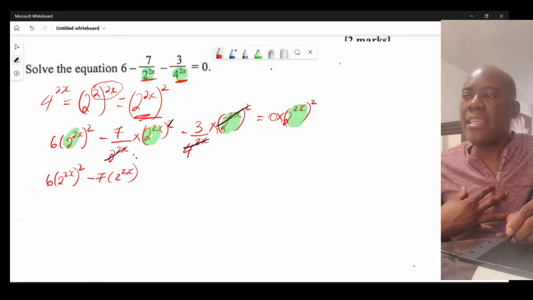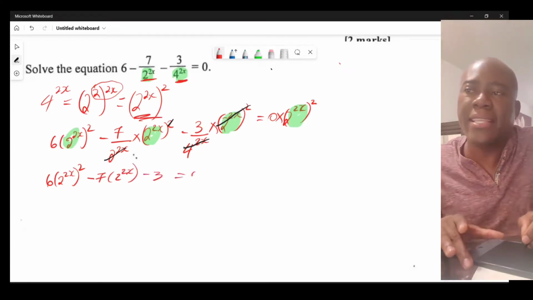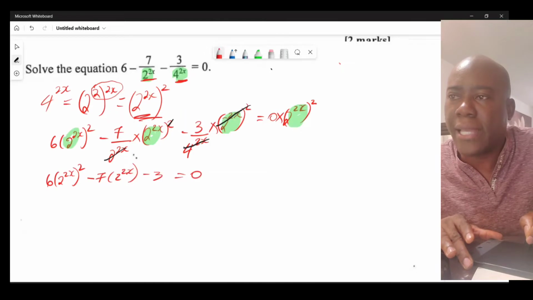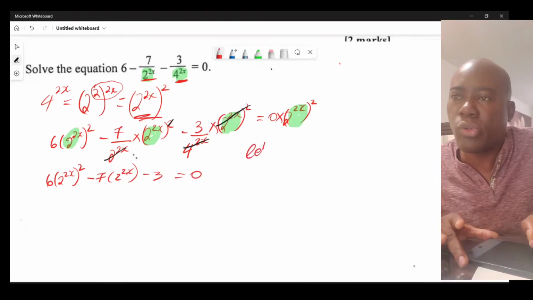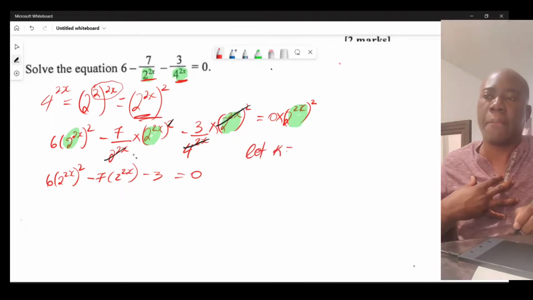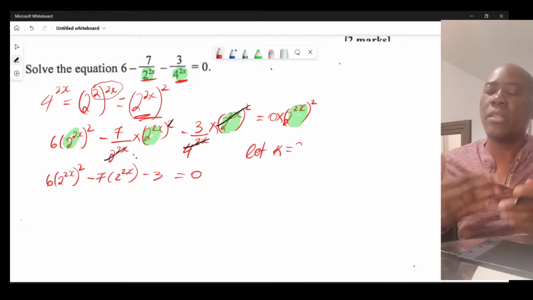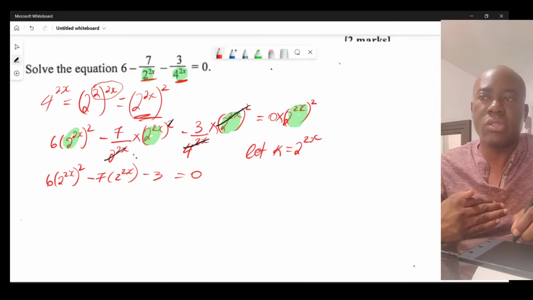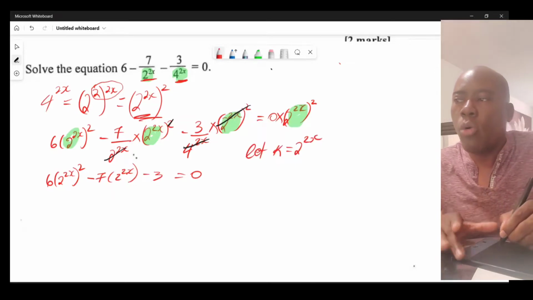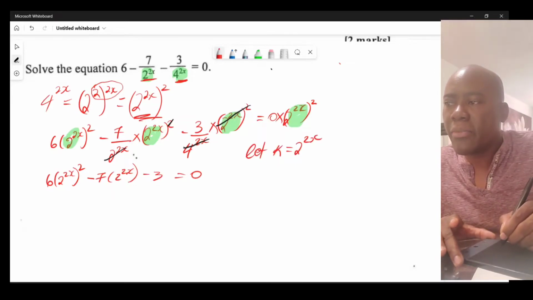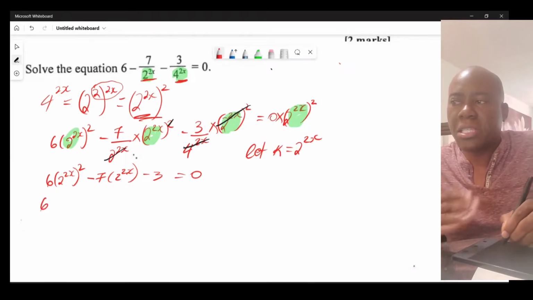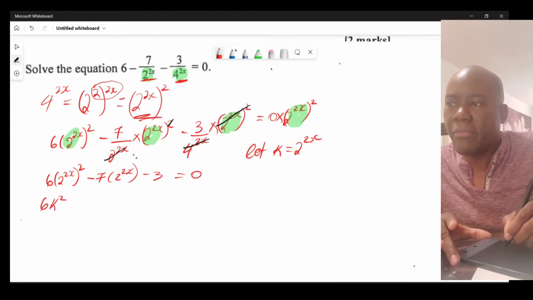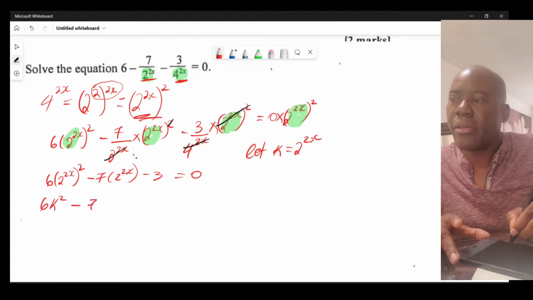Now, at this point, I'm seeing where I can say, why not just let k, or any letter that I want, equal 2 to the 2x. I want to do that. So I'm letting k equal to 2 to the 2x. Then I'm going to substitute this idea now. So I'm going to have 6k squared, because 2 to the 2x is k. So it's 6k squared minus 7k minus 3, and this is equal to 0.